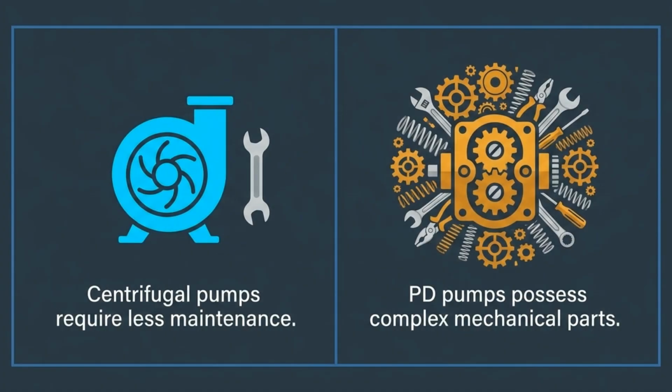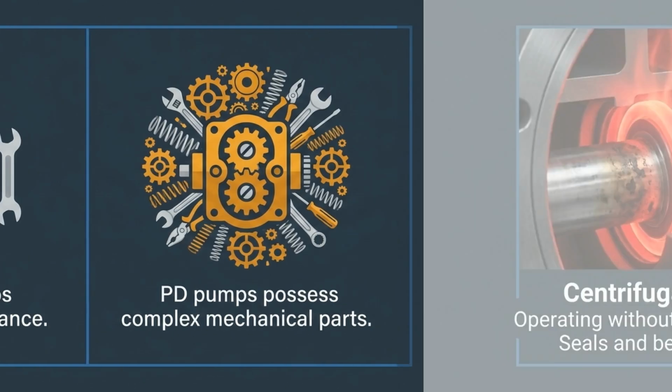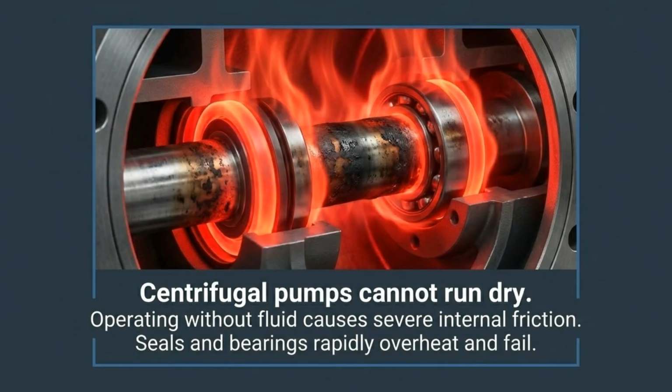Maintenance requirements also differ. Centrifugal pumps generally require less maintenance, while PD pumps possess more complex mechanical parts that may need more frequent attention. It is also vital to note that centrifugal pumps cannot run dry. Operating them without fluid causes severe internal friction, which leads to the rapid overheating and failure of seals and bearings.